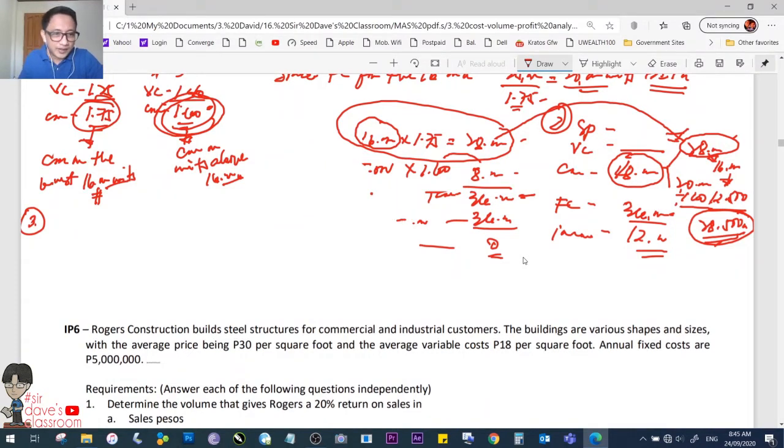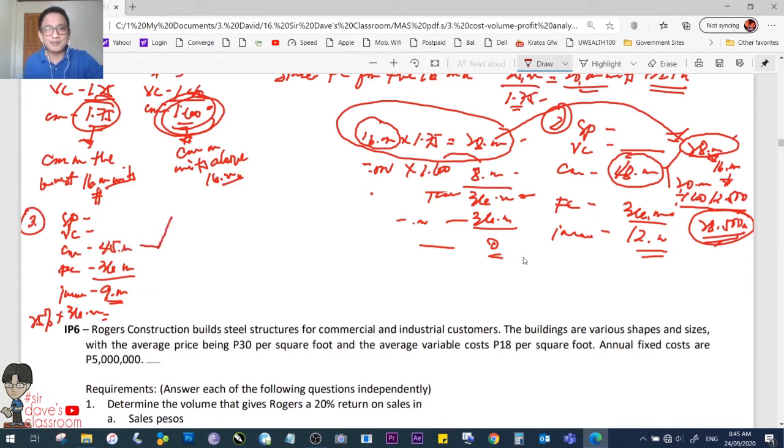Okay, so for number 3, selling price, variable cost, you have your contribution margin, fixed cost, and then we have our income. Income, ilan ba gusto niya sa income? Sabi niya, 25% on the investment in fixed cost. Fixed cost is 36,000. This must be 9,000. Fixed cost, 36,000. 9,000, 36,000. Contribution margin, 45,000. 45,000 manggagaling sa iba't ibang sources.